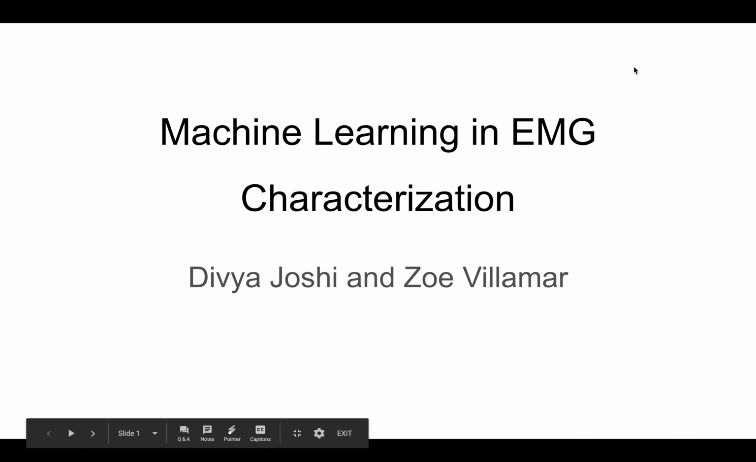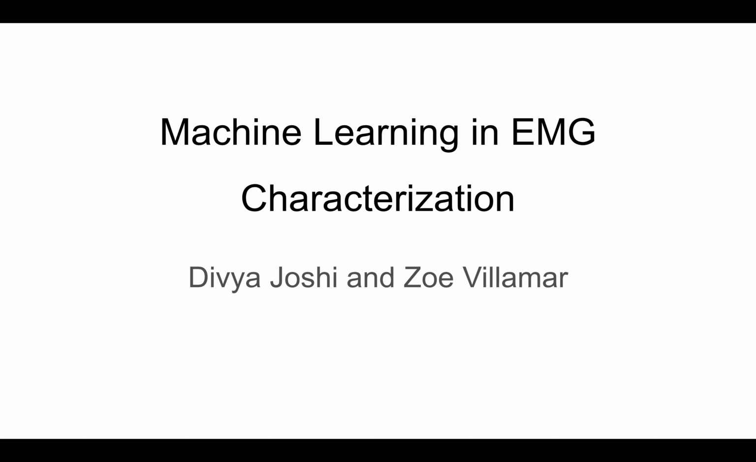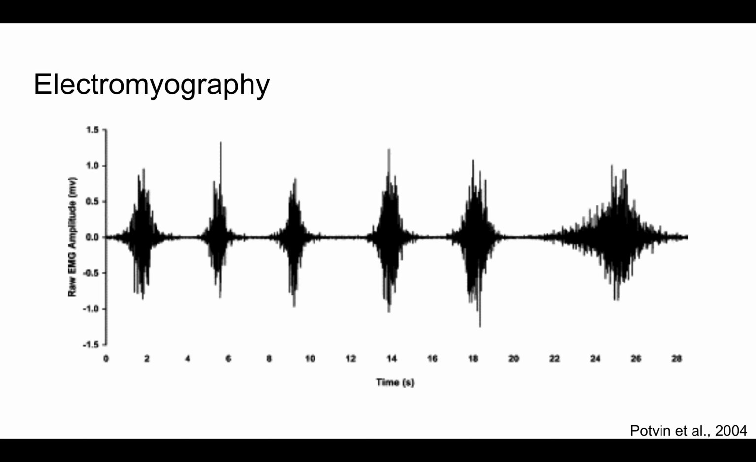Hi, my name is Divya Joshi and this is Zoe Villamar, and for our final project we investigated machine learning techniques used in the classification and characterization of electromyography patterns. Electromyography refers to a type of biomedical signal used in measuring neuromuscular activity.